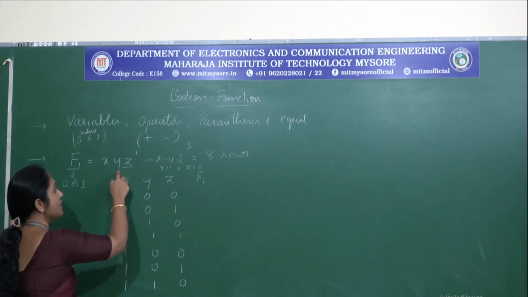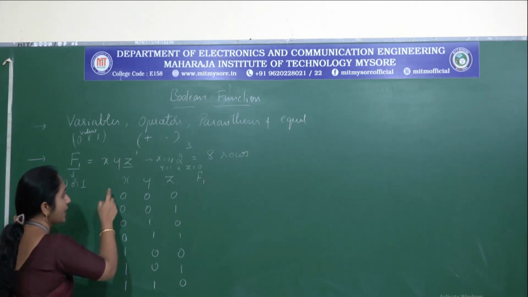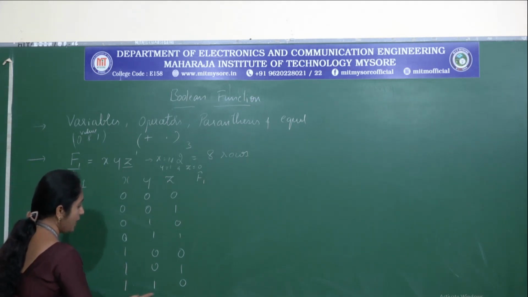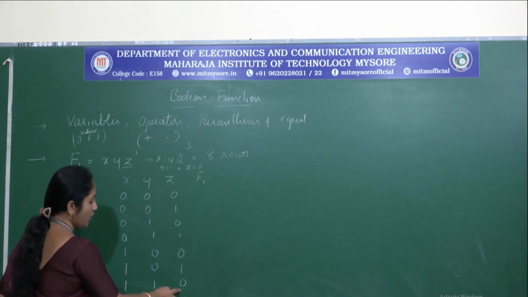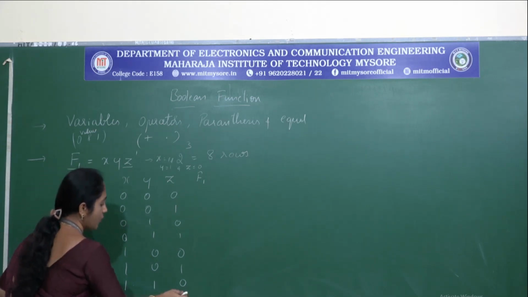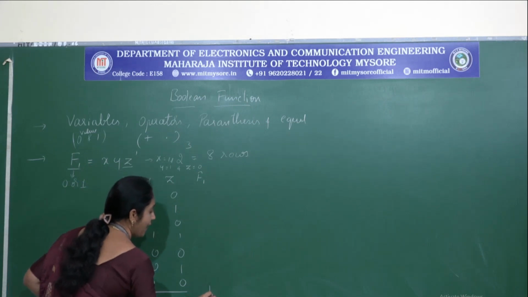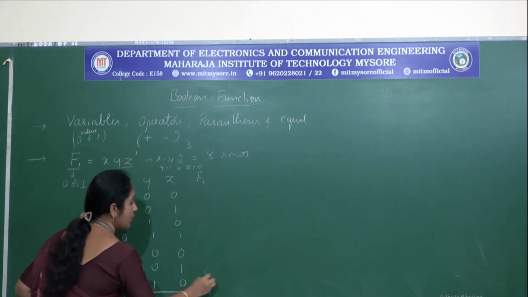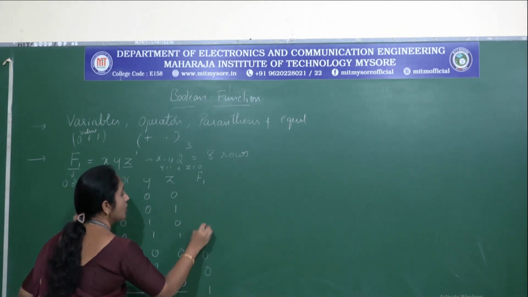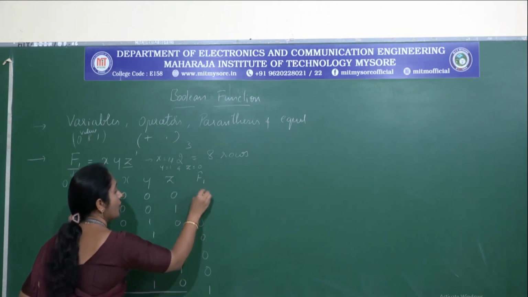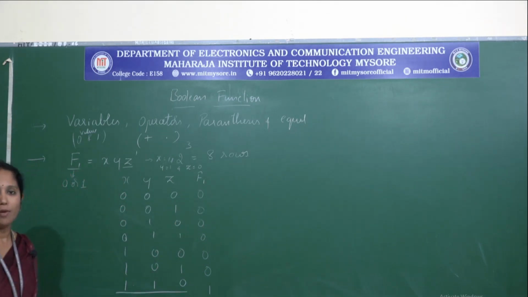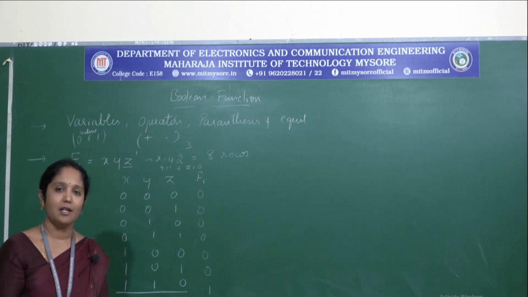So where do we have x, y, z dash, that is x is 1, y is 1 and z is 0? So the combination is here. Therefore, for this we will be having logic 1. For all other combinations we need to write logic 0. This is the truth table we have for the function f1.